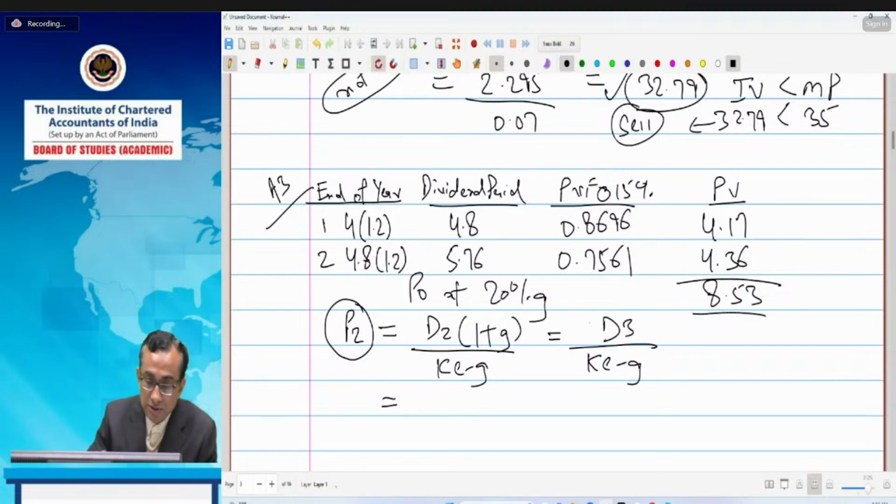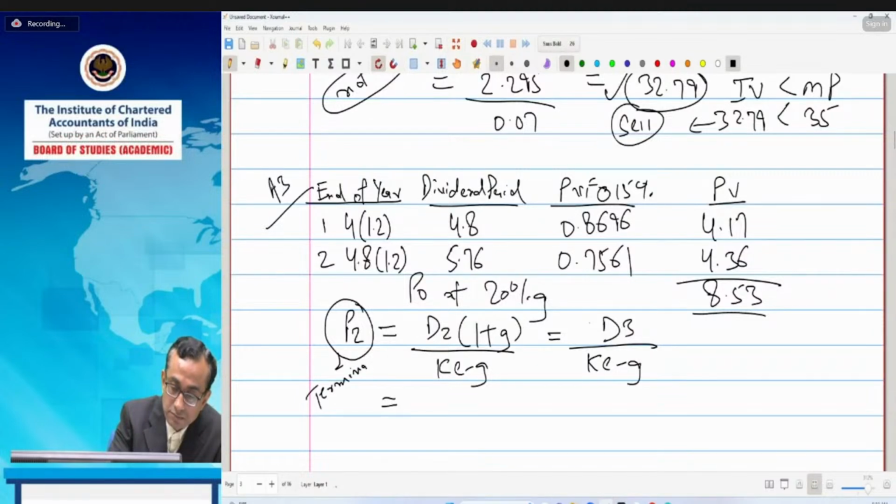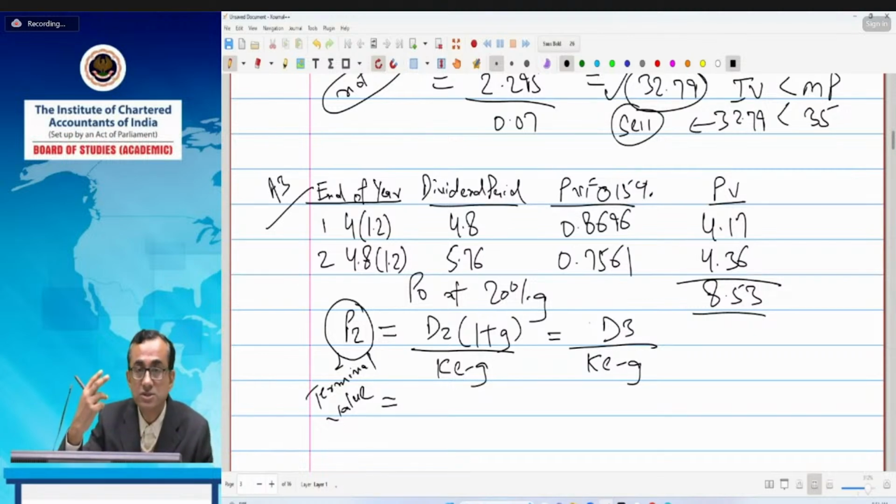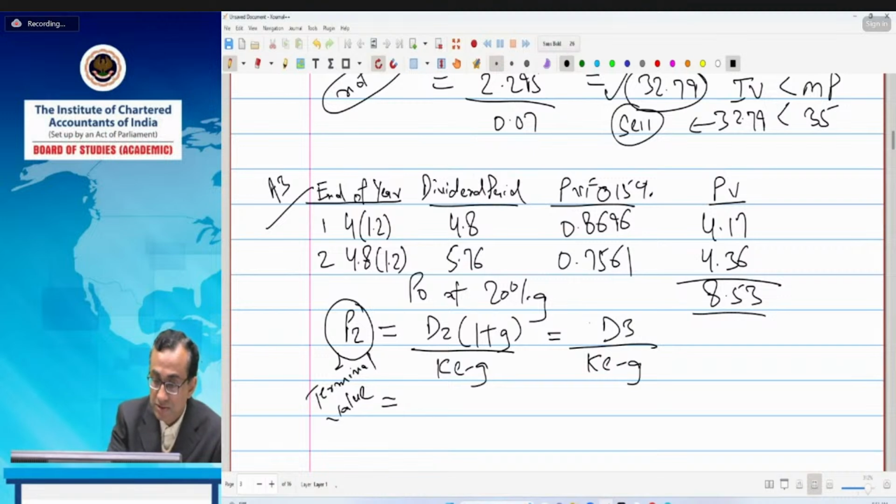It is also called the terminal value. Terminal value means the value at the start of a normal growth rate period, or you can say that it is the end of a supernormal or exponential growth rate period. And we signify it as P2 because now we are calculating the present value at the end of the second year. For the first 2 years, we have already calculated. Now it is the present value at the end of the second year or from the start of the third year. So let us put the figures into the formula.